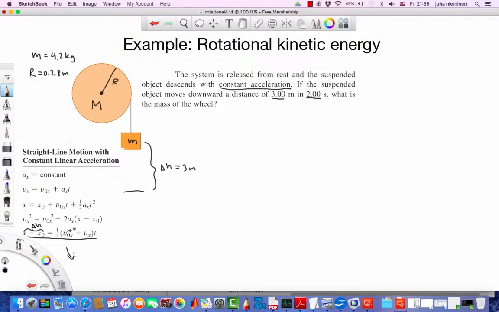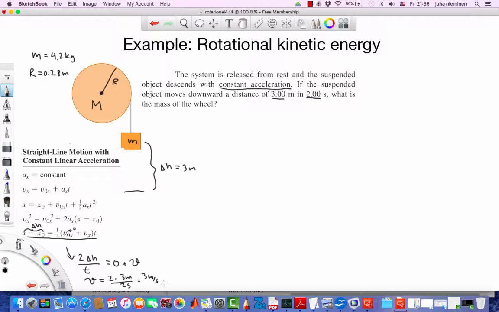So going from there, we get 2 times delta H divided by T equals V0 plus V. That's the V final, we just call it V. So V is 2 times the delta H, 3 meters, divided by 2 seconds. So the final velocity is 3 meters per second.